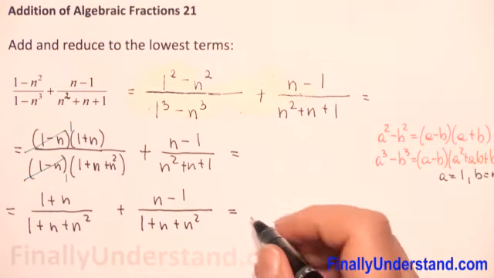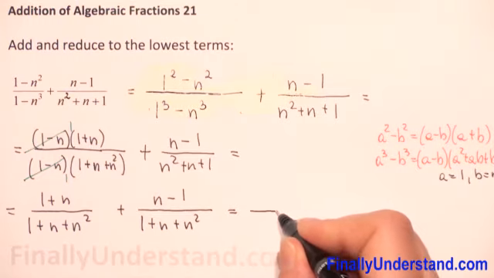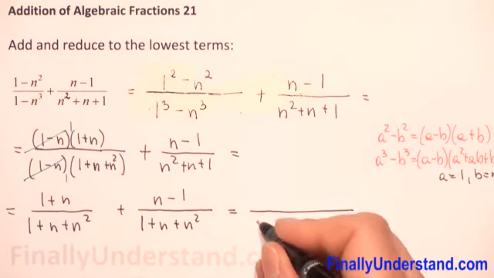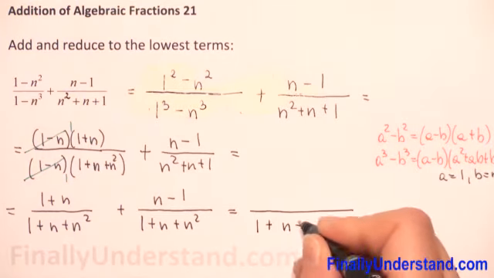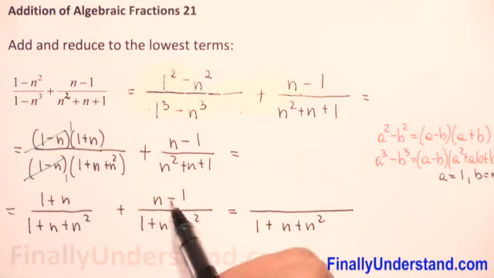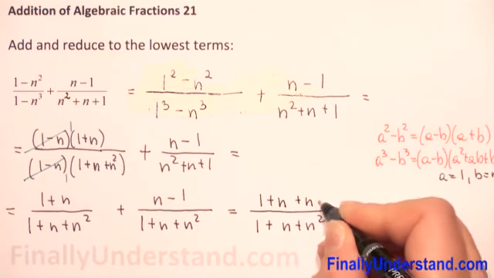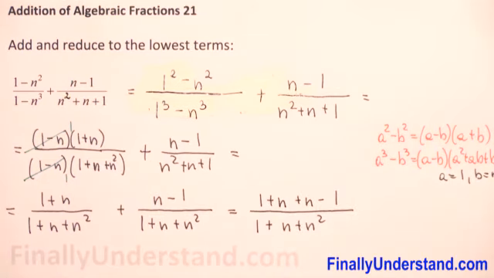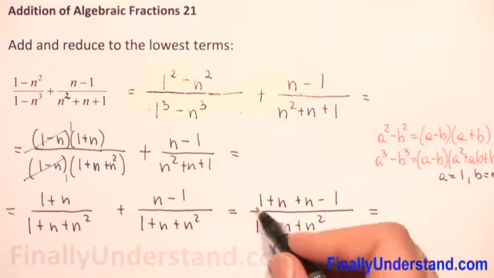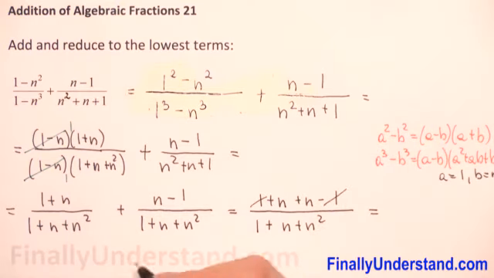When we have the same denominator, we just add numerators. We copy the denominator and we add numerators. So it will be 1 plus n minus 1. So this is equal: 1 and negative 1 will reduce, and we have 2n over 1 plus n plus n squared.